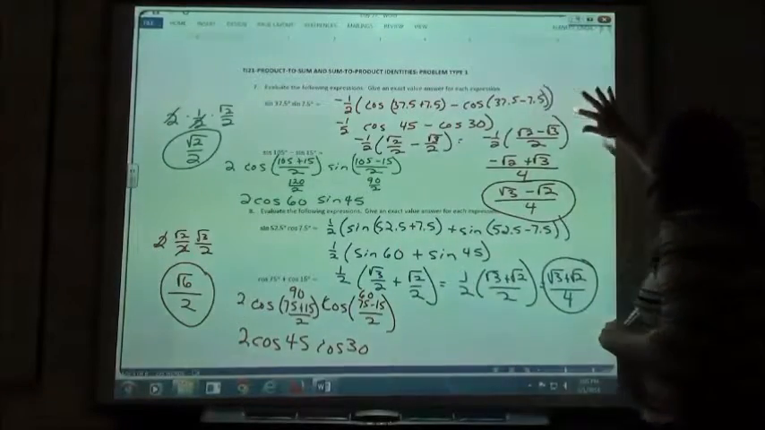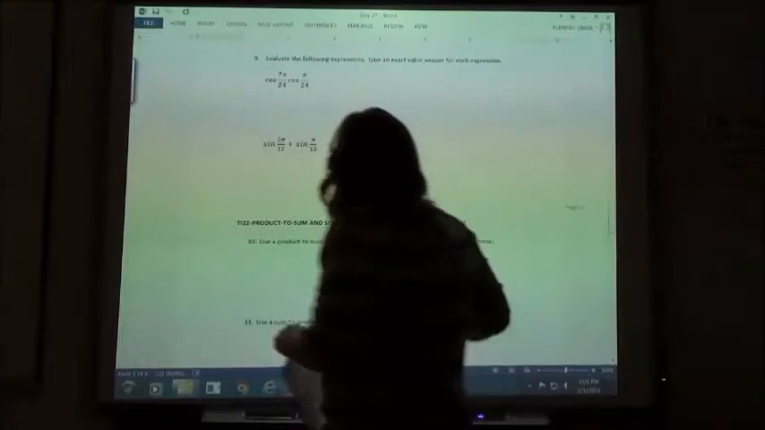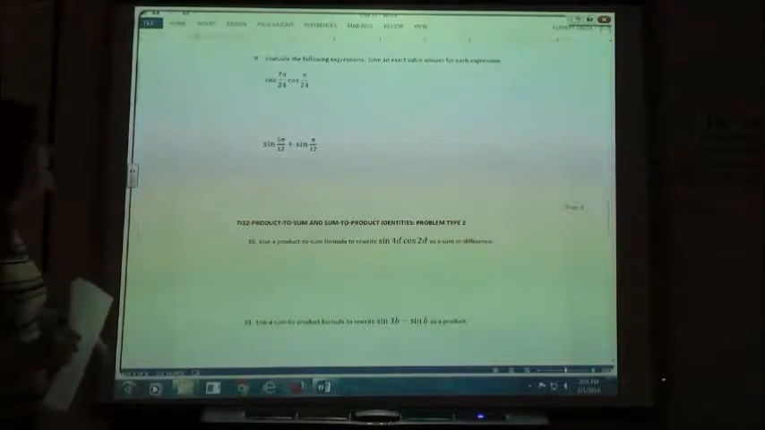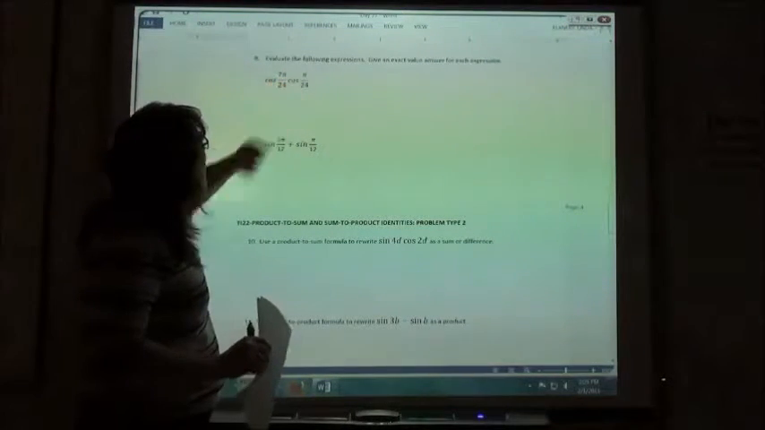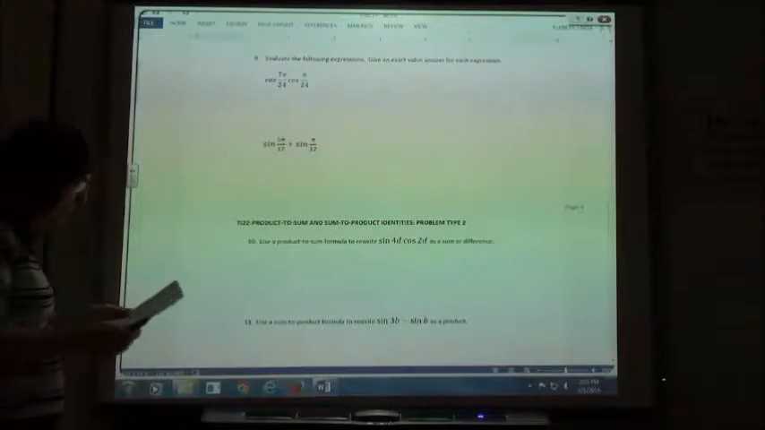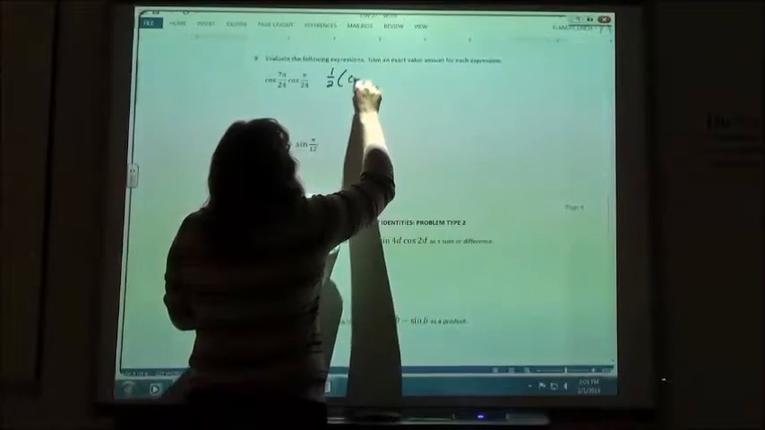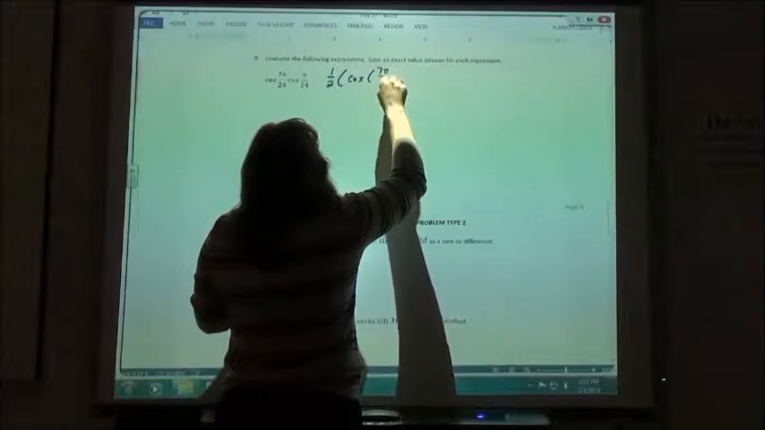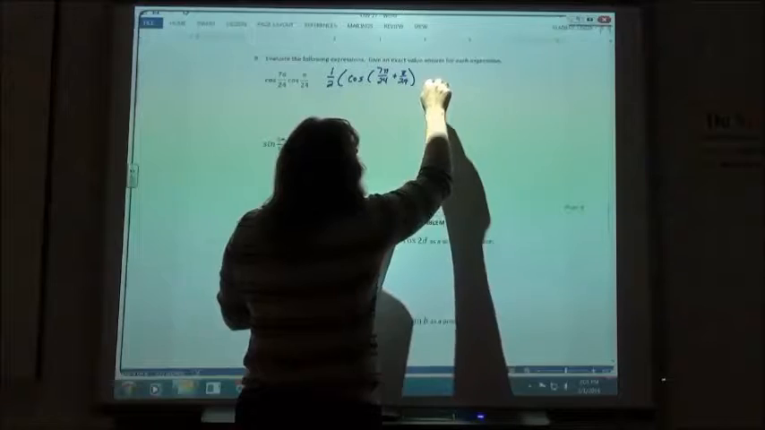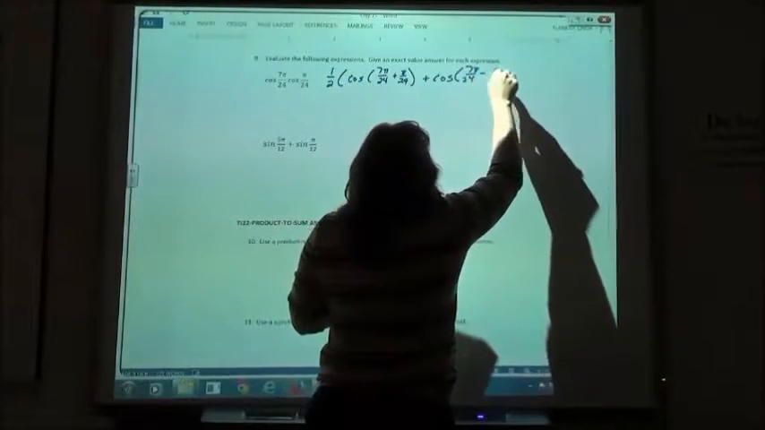And number 9 will be the same kind of thing once I get over there. This one they have in radian measures, but that's okay. I don't like radian measures, but we can work with those. Cosine times the cosine, so you want to look up the formula when you have cosine times the cosine. It tells us we're going to have 1/2 cosine of 7 pi over 24 plus pi over 24, and then plus the cosine of 7 pi over 24 minus pi over 24.